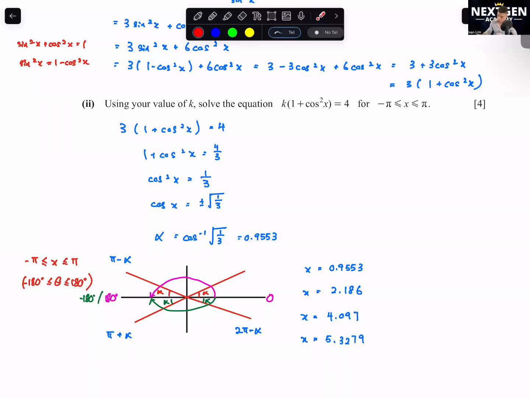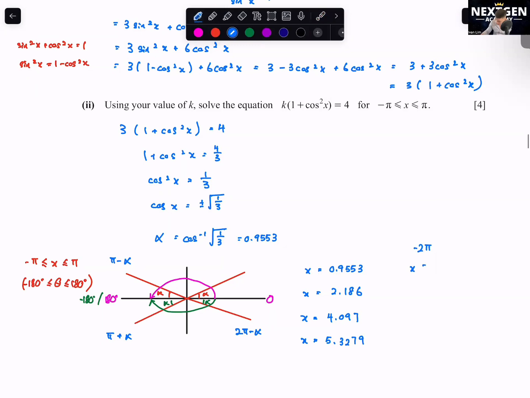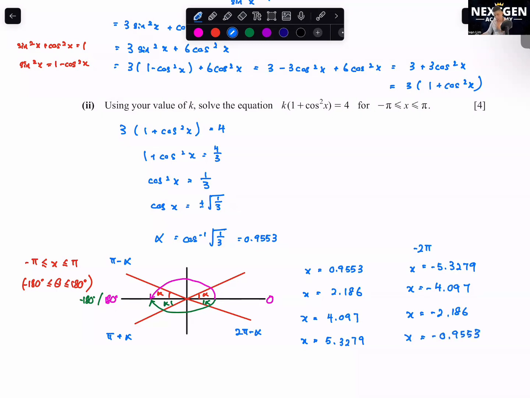Okay, but you don't ignore them first. This is the long way. Because you got until the negative region, you're going to take these four answers and you're going to minus 2 pi to the entire thing. So all of these you minus 2 pi from here. Because minus 2 pi means I go in the negative direction one round. So you take 0.9553 minus 2 pi, you will get negative 5.3279. X is equals to 4.097 minus 2 pi, negative 2.186. Then 2.186 minus 2 pi, you'll get negative 4.097. Then negative 0.9553. Okay, this is the long way.